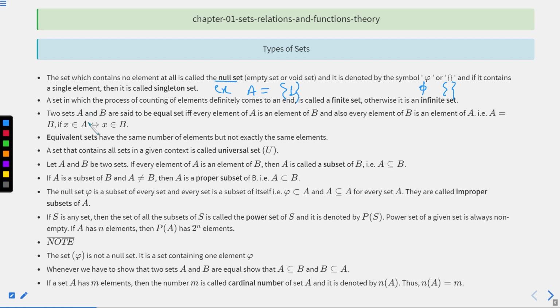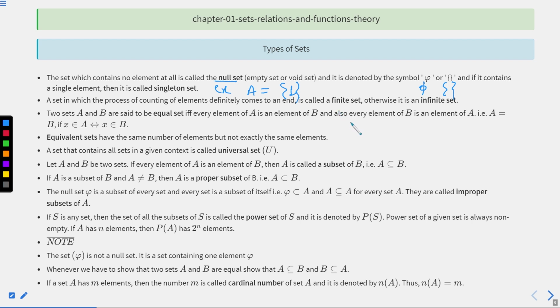Next, what is a finite set? A set in which the process of counting the elements definitely comes to an end. So if there are a finite number of elements in the set, then it is called a finite set. Otherwise, if the process of counting the elements doesn't come to an end, then it is called an infinite set.